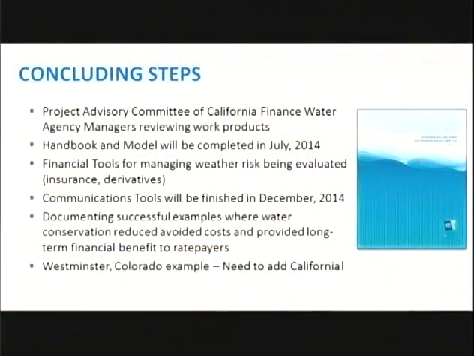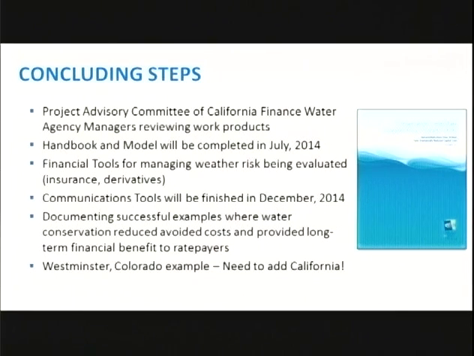So you're probably saying, so are you finished? When do we see all of this? We've been very fortunate. We've gotten funding from the California Water Foundation as well as from other funders for this project. So we have set up a project advisory committee of California finance managers who have been reviewing the work products, both the handbook and the model. And we are now incorporating their feedback, and the handbook and the model will be publicly released in July of 2014.